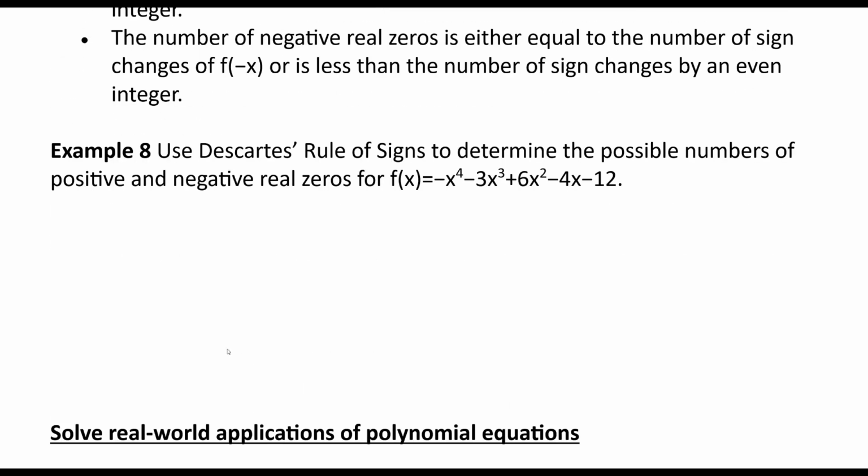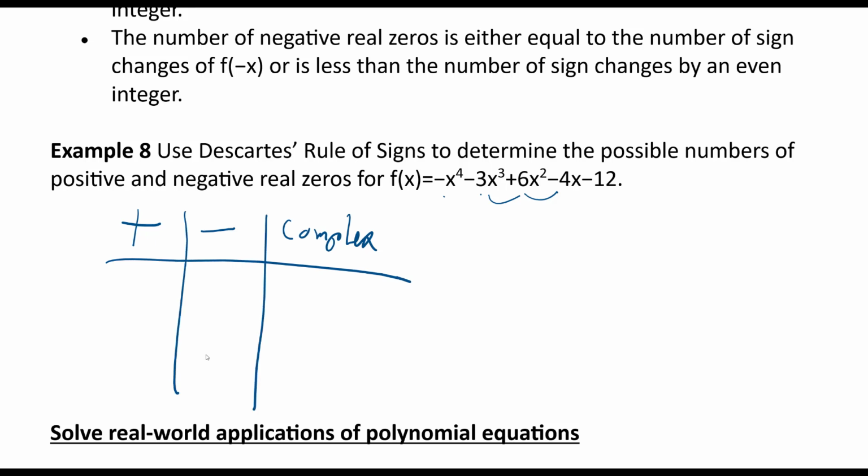So use Descartes' rule of signs to determine the possible number of positive and negative real zeros for this polynomial. So right now as we see it, it's negative, negative, then it goes to positive, that's one change, then it goes negative, that's 2 changes. So this is how I like to do my tables, and this is probably not the way everyone does theirs. I don't know if our book does it like this, but I saw 2 sign changes.